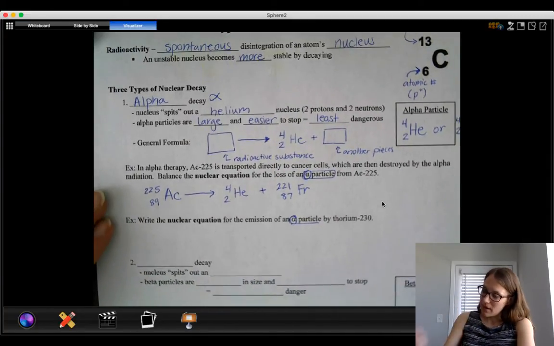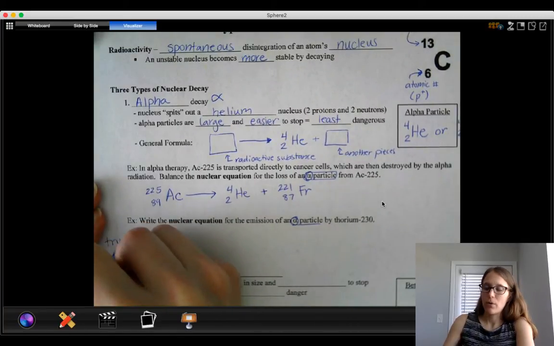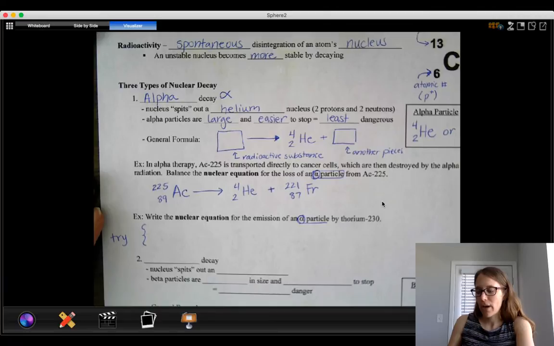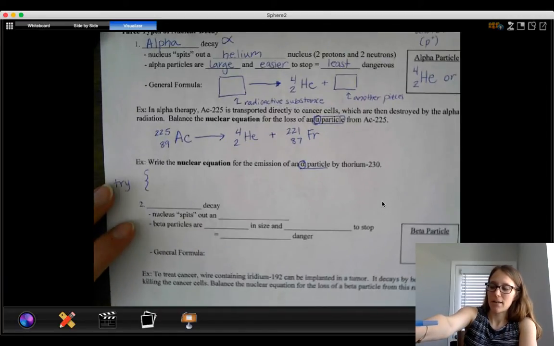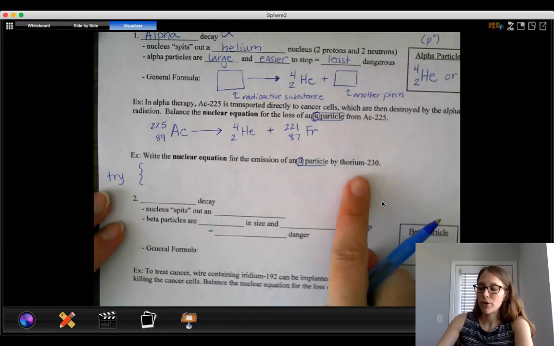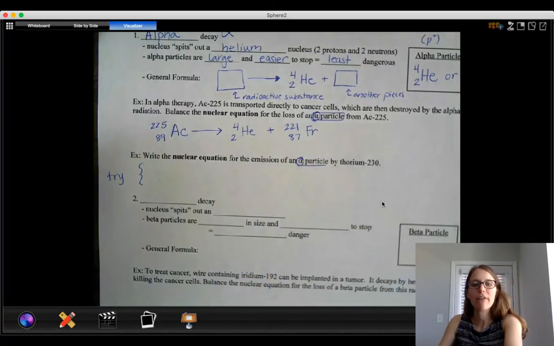All right, so I'm going to leave this one for you to try, and I will scan this so that you have a way to check your answer. But same basic process, starting with thorium-230, alpha particle is one of our products, doing addition subtraction to find the other one.